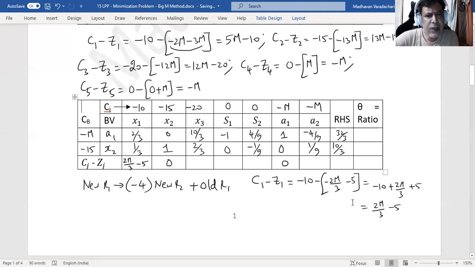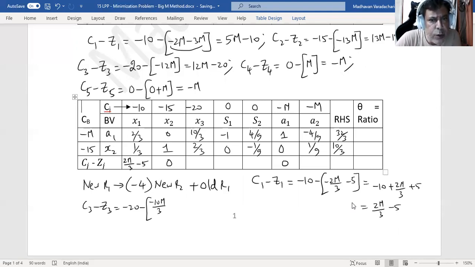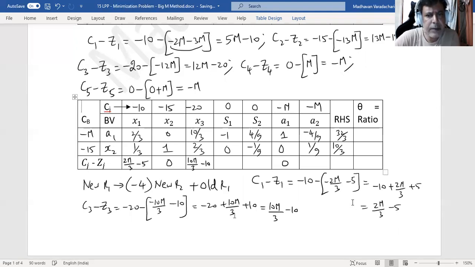Okay. Now, the next one, C3 minus Z3. C3 is negative 20, minus of Z3. Z3 is minus M into 10 by 3, minus 10M by 3. Minus 15 into 2 by 3. 15 by 3 is minus 5. Minus 5 into 2 is minus 10. So, we get minus 20 plus 10M by 3 plus 10. Or I can simplify this as 10M by 3 minus 10.